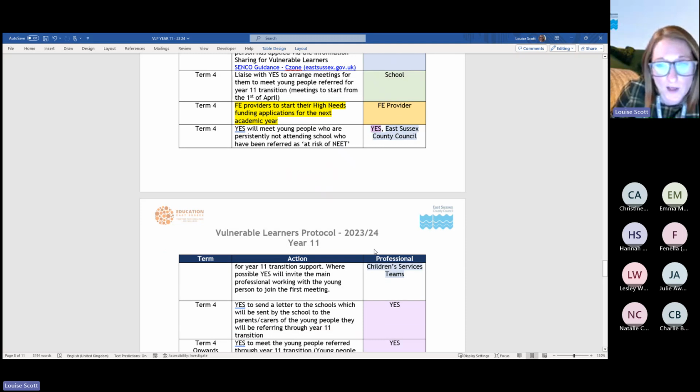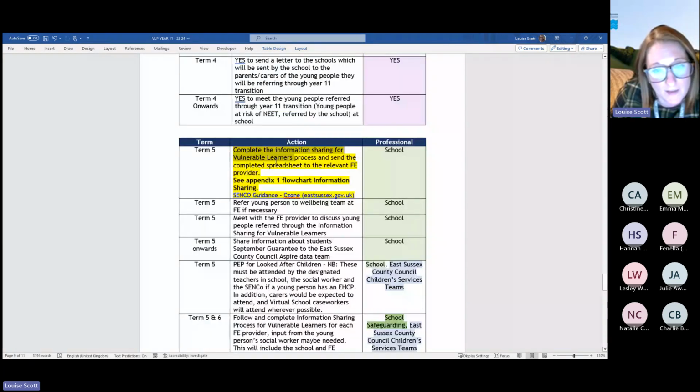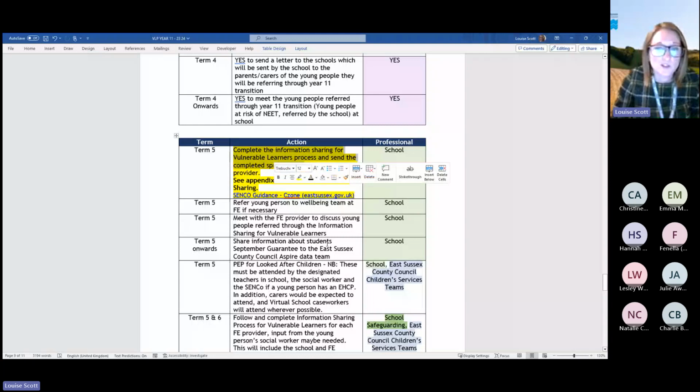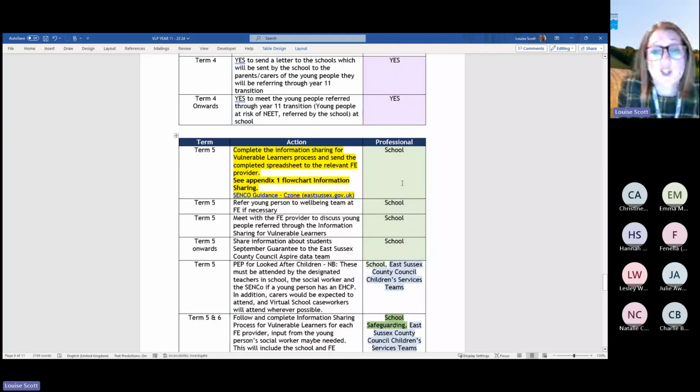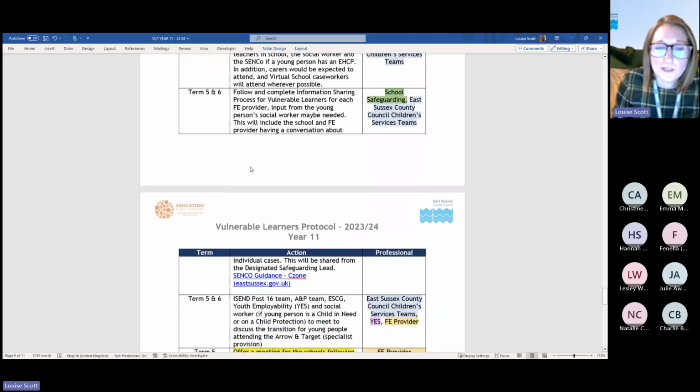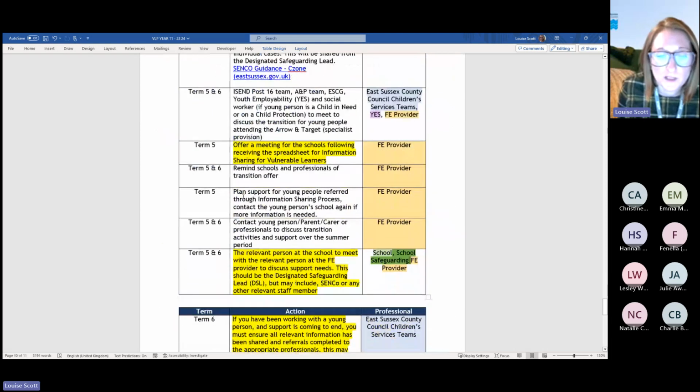Okay, so then moving into term 5, we've put here, this is for schools, so complete the information sharing for vulnerable learners, process and send the completed spreadsheets to the relevant further education provider. So that's completed and sent. Scrolling down into term 5 and term 6 here.